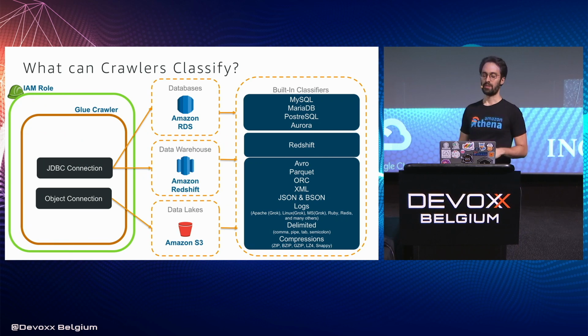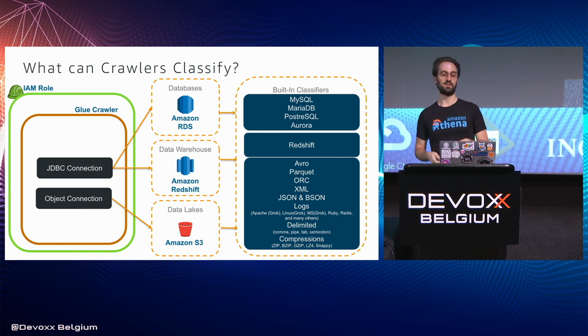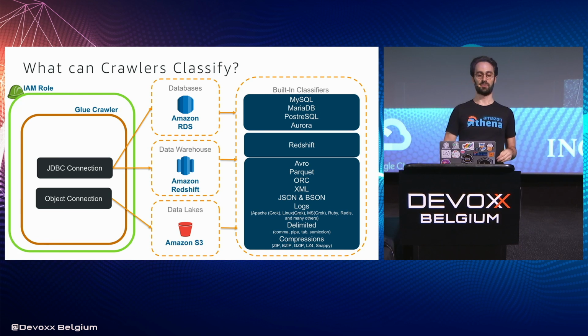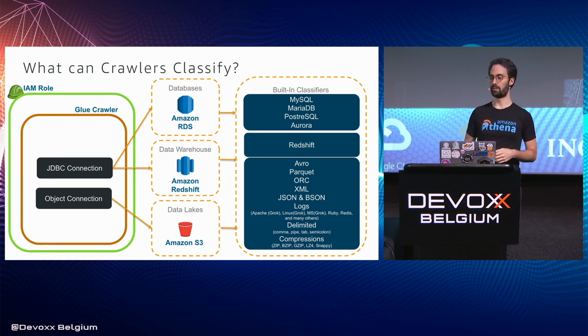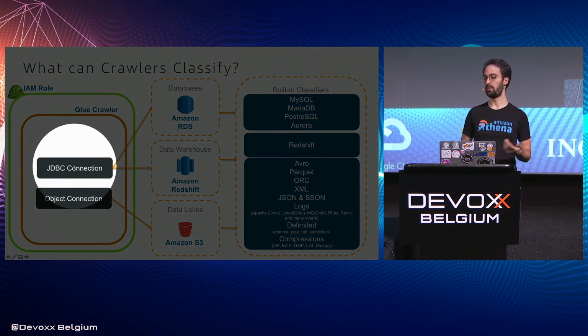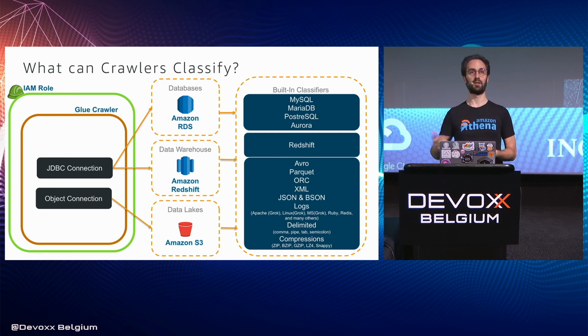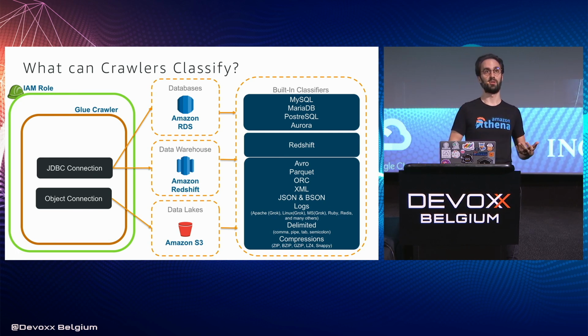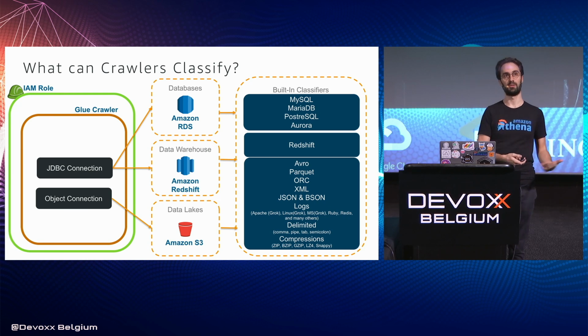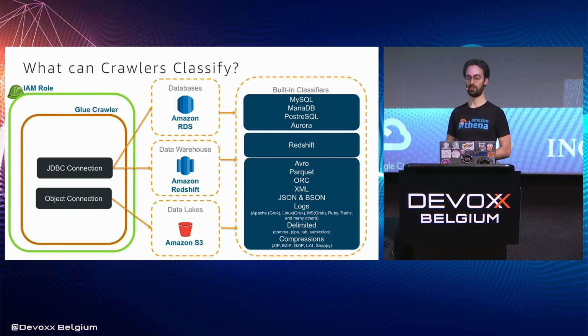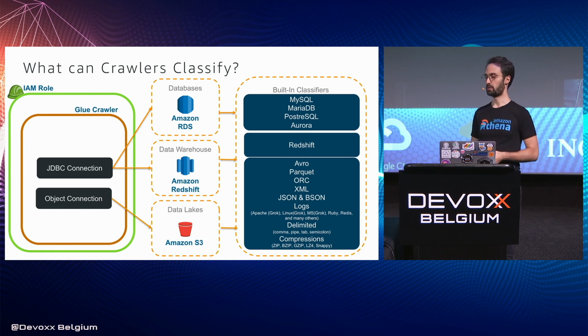So what can crawlers classify? Not just data on S3, but even data on RDS or data on Redshift or data on your relational, non-relational databases. And you can plug in your JDBC connection if you want. So you can connect to Athena as well as you can connect to RDS or to Redshift with your typical traditional tools or libraries that you're used to. So very, very useful.